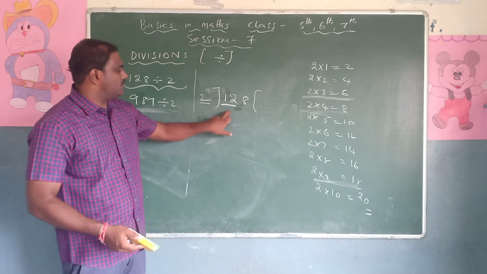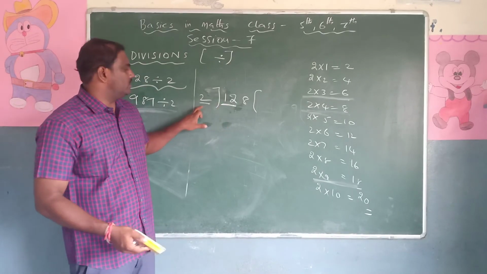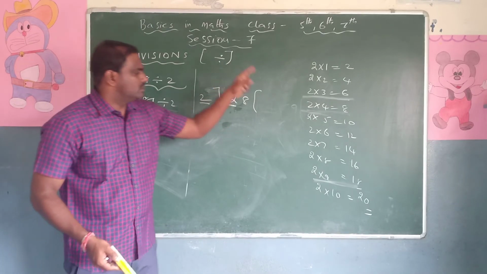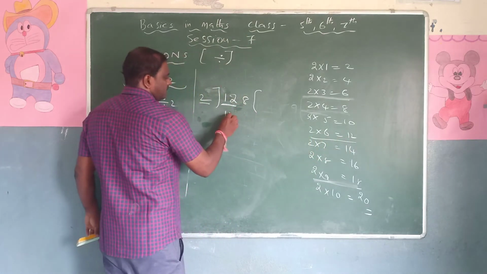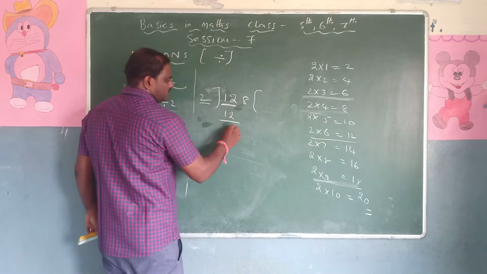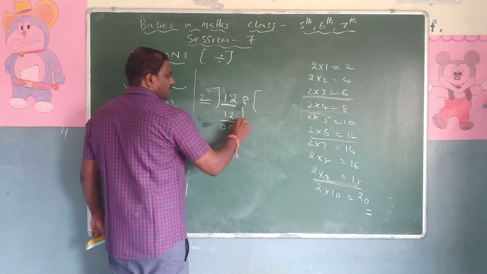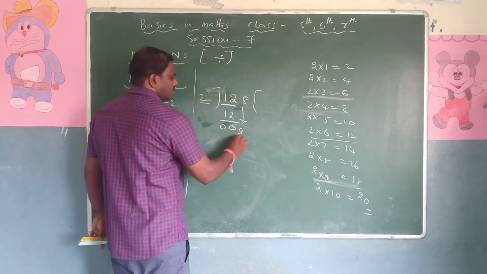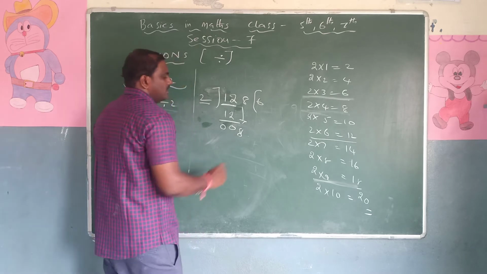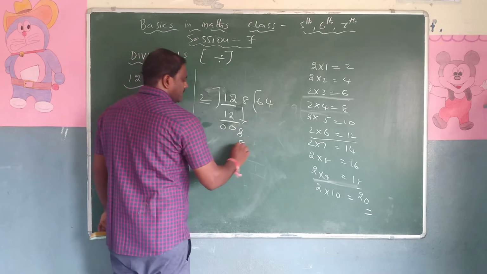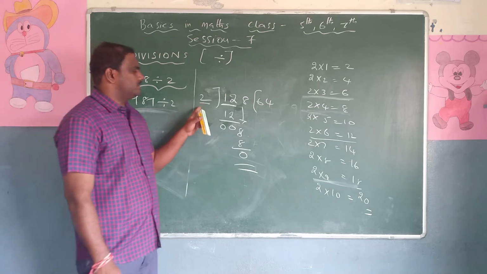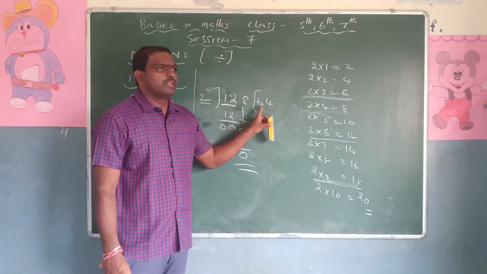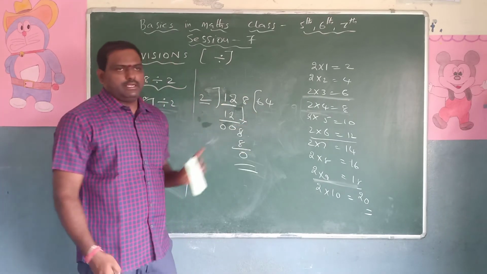Now which table do we take? We read the 2 table up to 12. So where is the 12? 2 sixes are 12. So 2 minus 2 is 0, 1 minus 1 is 0, and it is 8. Next, 2 fours are 8. So the answer is 0. So divisor, dividend, quotient and remainder.